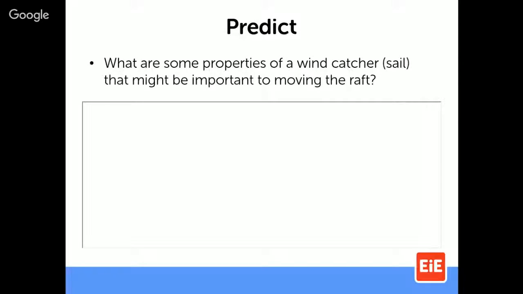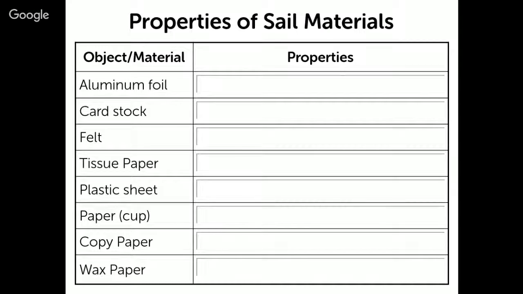Okay. So once you explain the setup, you would ask participants or students what some properties of a wind catcher, which is what we're calling a sail, are that might be important to moving the raft. Just have them start to think about what things they might need to consider, such as the shape of the sail, what material they use, the size, the orientation, all those kinds of things. And this is when we do our sample bags and get into that materials exploration. So these are all the materials that are available for creating the sails and also for the windmill blades.